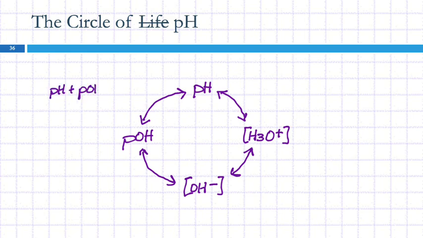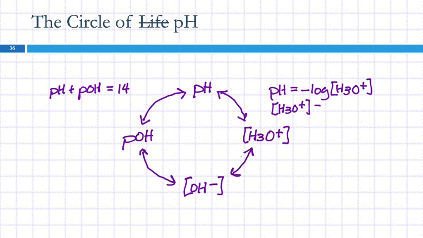pH plus pOH equals 14. Here, the relationship between pH and hydronium ion concentration, the pH is the negative log of the hydronium ion concentration. What if we have the pH and we want to find the hydronium ion concentration? We use the rearranged form. H3O plus is equal to 10 to the negative pH. What's the relationship between hydronium and hydroxide ion concentration? It's Kw. Rearrange it one way to go one way, rearrange it the other way to go the other way.